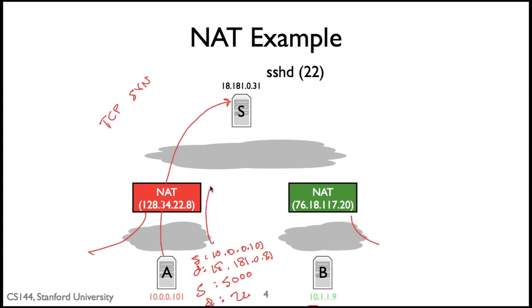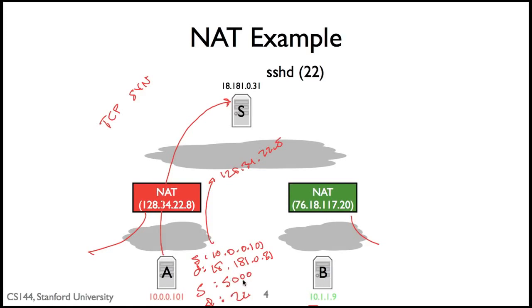Now, when this packet traverses the NAT, it's going to translate the network address. It's going to rewrite the network address, so that rather than coming from 10.0.0.101, the packet's going to be coming from 128.34.22.8. The destination will remain the same, the destination port will remain the same.